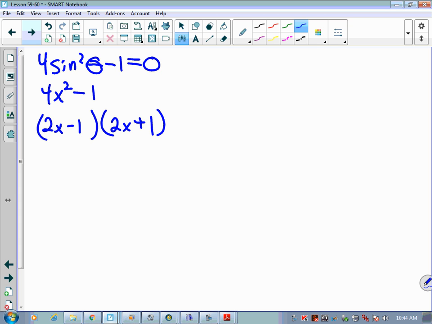What you have to keep in mind is that x is representing sine here. So what we're saying is 2 sine minus 1 equals 0, and we'll start from there.